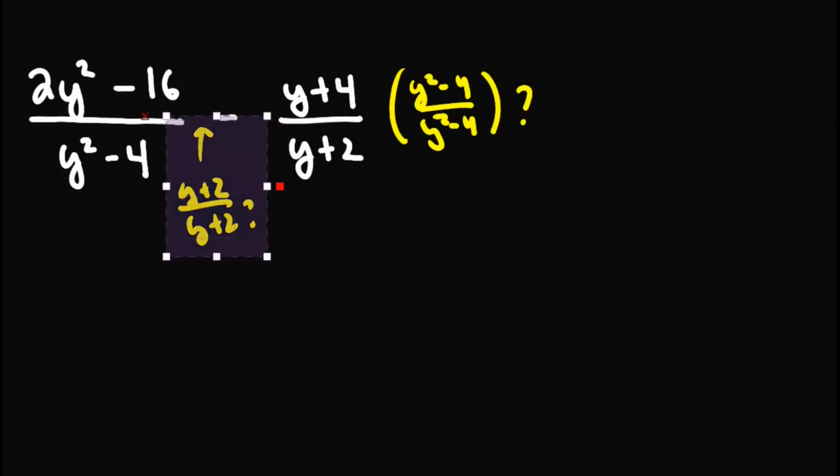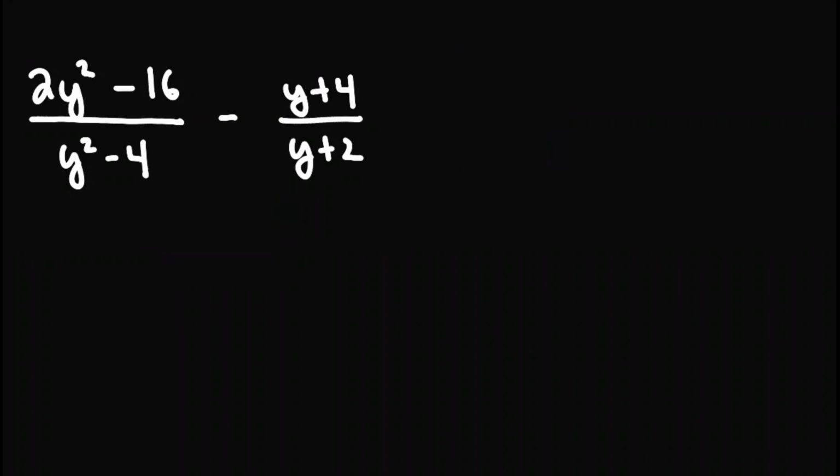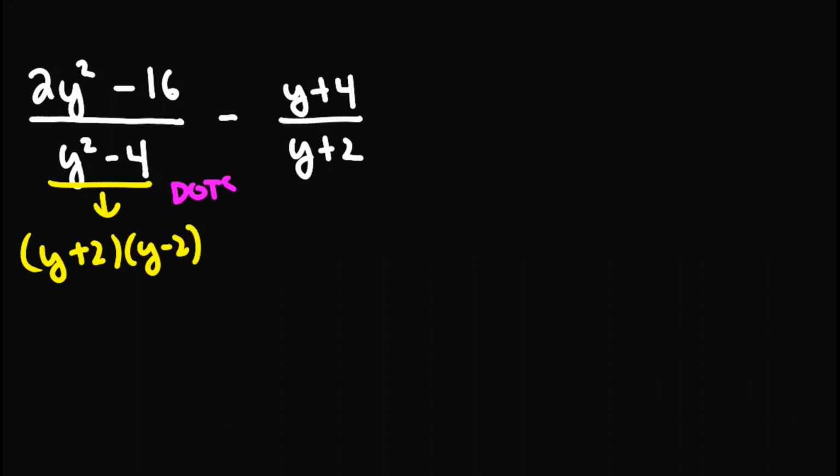Well, the answer is no. Since observe that y squared minus 4 can actually be written as y plus 2 times y minus 2. How? Due to difference of two squares. So we'll need the factoring concepts in this example.